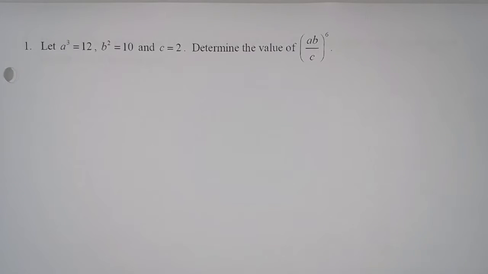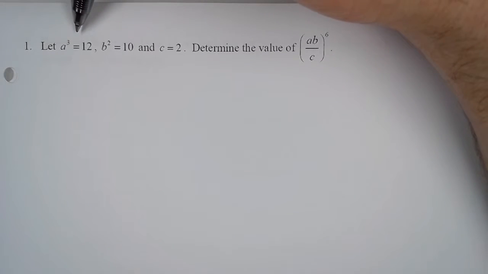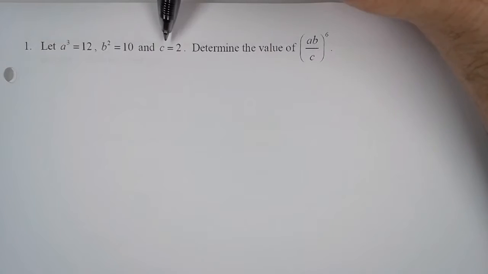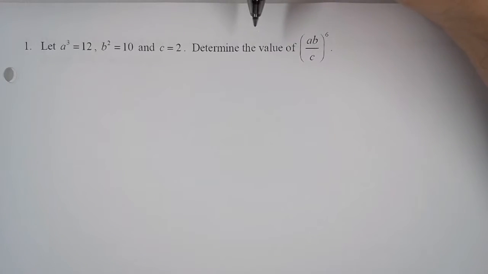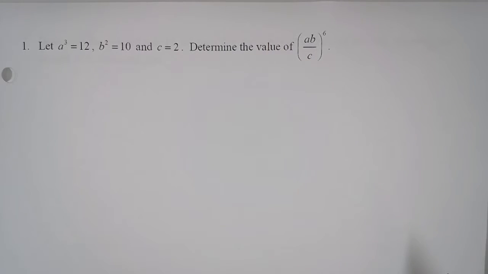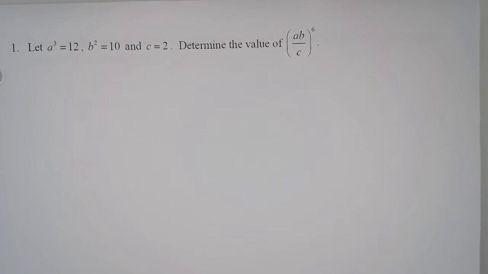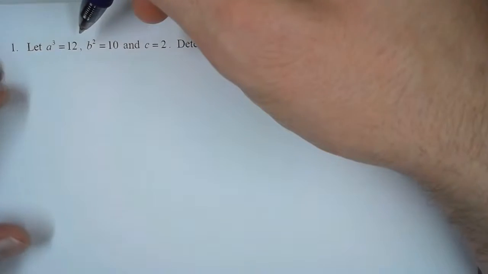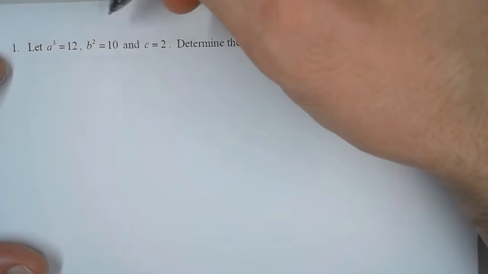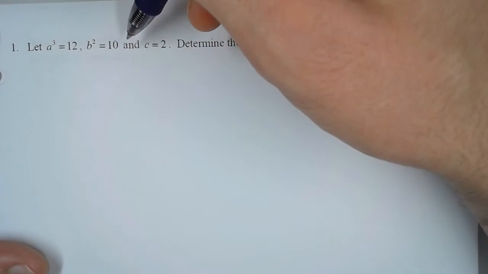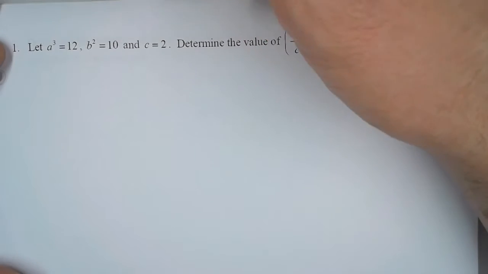In this problem, it says let a cubed equal 12, b squared equal 10, and c equal 2. And we want to determine the value of a times b over c, all raised to the 6th power. Now we want to determine the value exactly. And what I think a lot of people make the mistake of doing is they want to figure out the value of a, the value of b, and the value of, well, just a and b by themselves. But let me show you a different way.